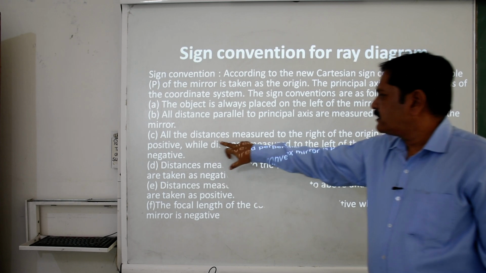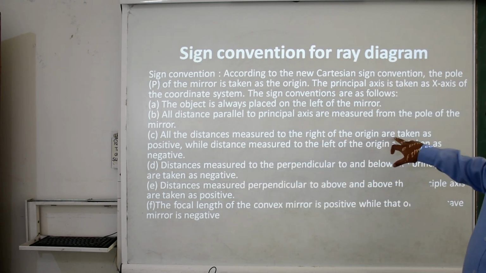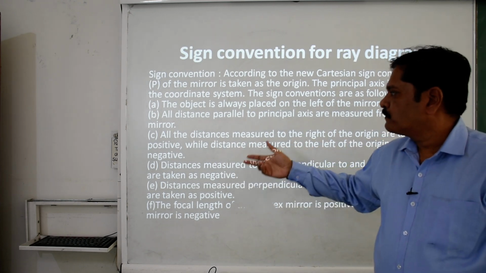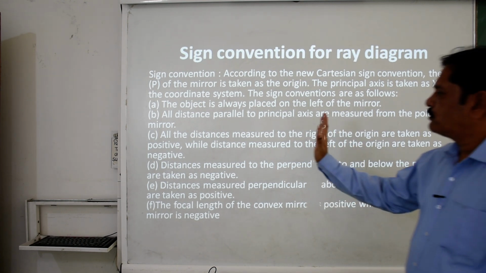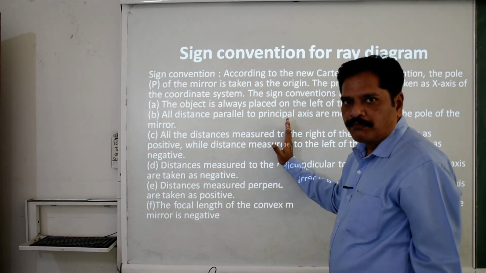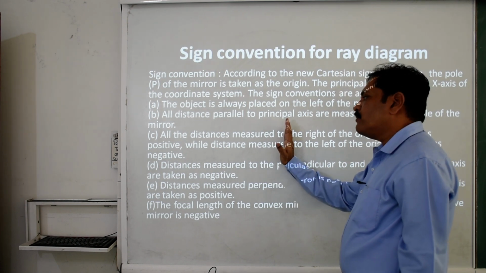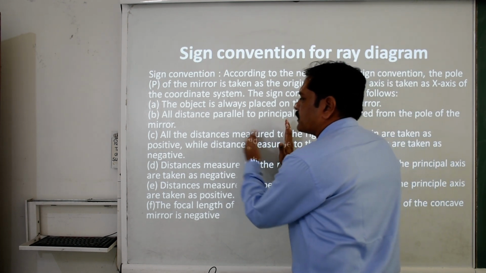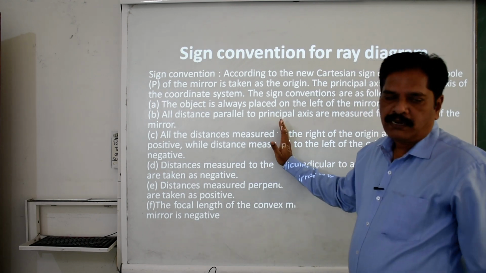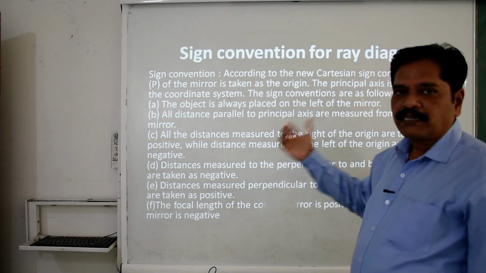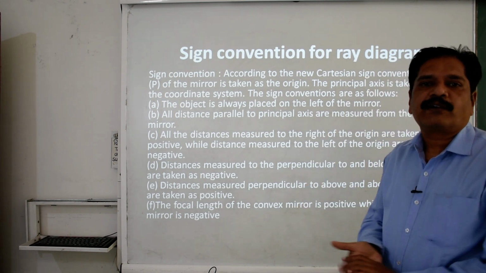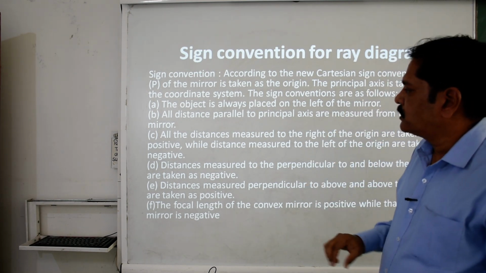Now all the distances measured to the right of the origin are taken as positive, while the distances measured to the left of the origin are taken as negative. This is the mirror on the principal axis. Anything you measure on the left hand side of the mirror will always be negative, and any distance measured on the right hand side of the mirror will be positive.